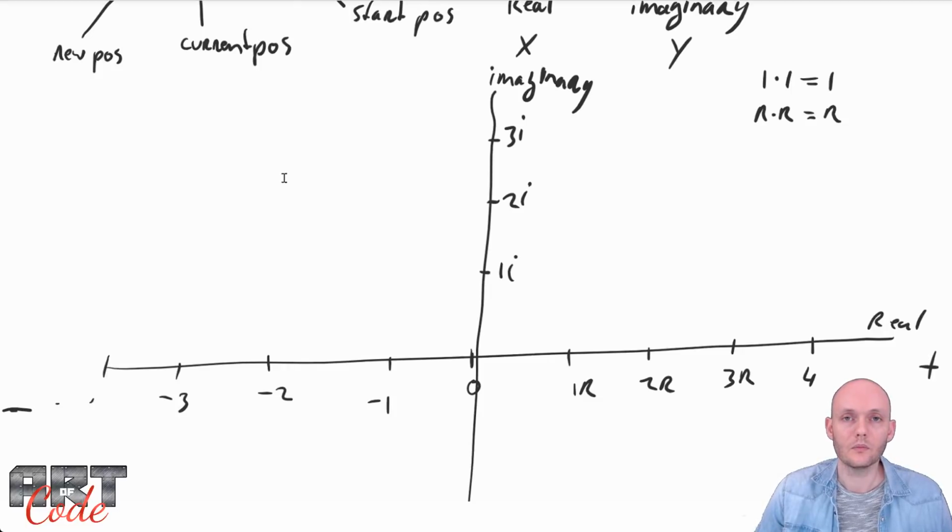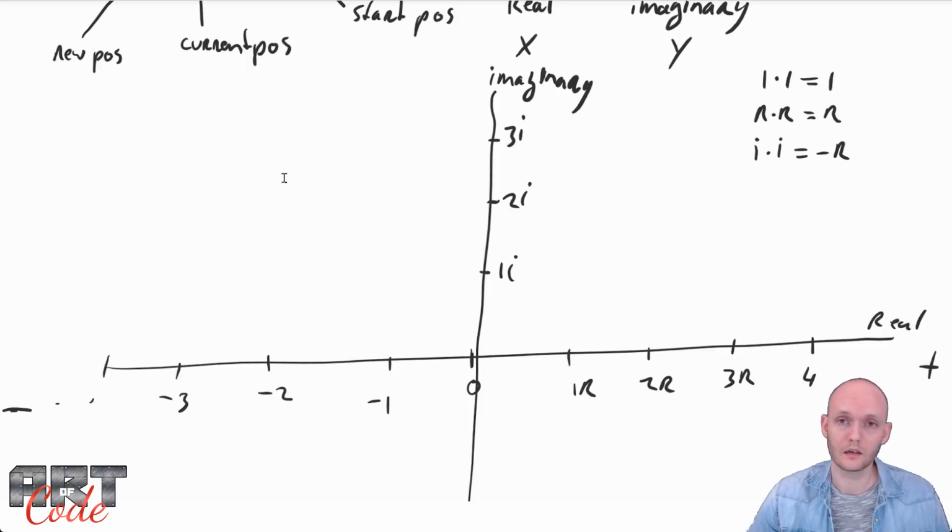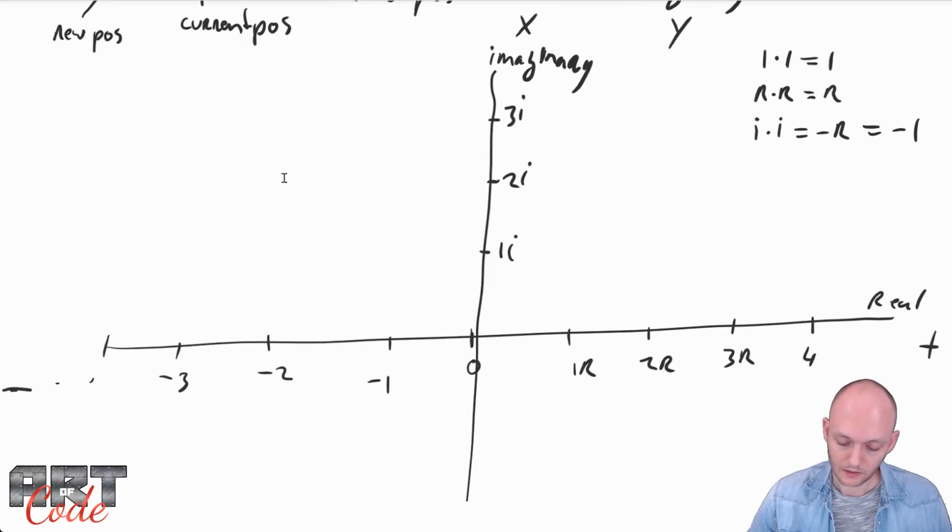The difference between real and imaginary numbers is that for imaginary numbers, that rule is slightly different. For imaginary numbers, we don't have I times I equals I. We have I times I equals minus R, or minus 1. All right. So let's see. That's, as far as I know, the only difference between imaginary and real numbers.